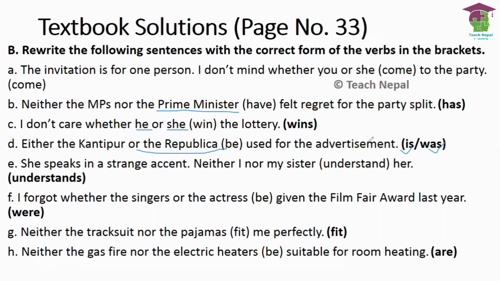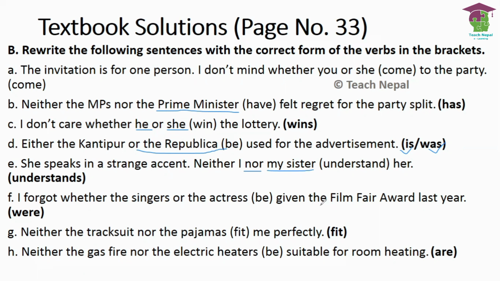Right. Number E, he speaks in a strange accent. Neither I nor my sister. With my sister युसँग युज गर्नु पर्यो बिकज नर भन्दा पछाडि my sister छ हैन, either or neither नरमा. So that means understands. Number F, I forgot whether the singer or the actress that had given the Filmfare award last year.